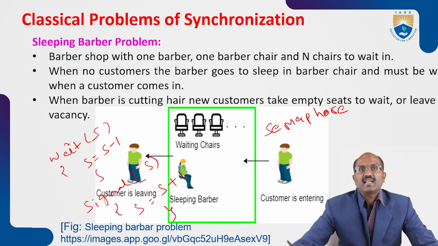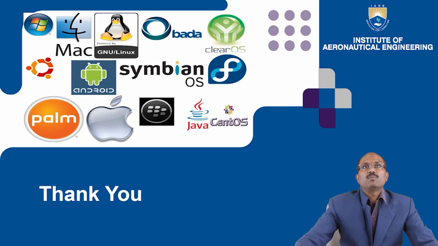I collected these images and I have given the link also. The detailed program for this problem's solution is available at that link. Go to that link and search for the solution. You can execute that program and immediately see which customers should wait, which customers the barber can work on, and once a customer completes their work, they immediately leave the shop.